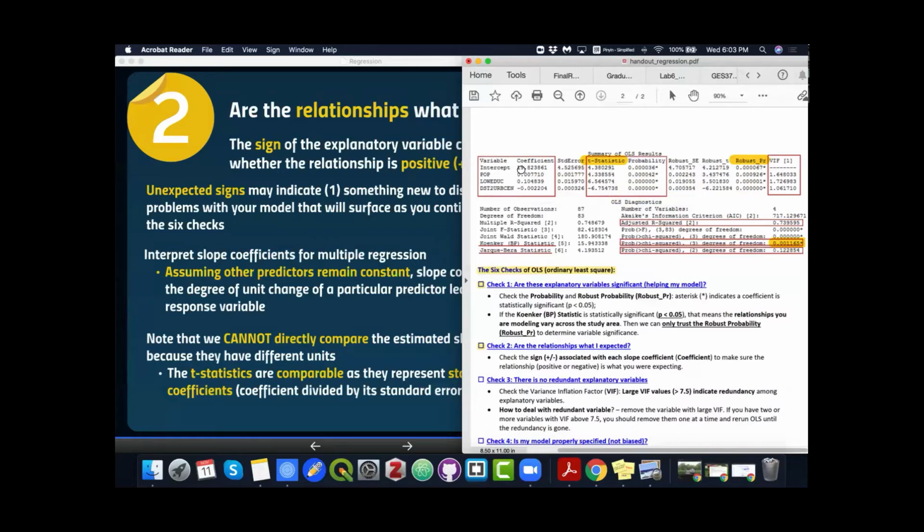So basically, if you're trying to compare between population and low education and distance to urban center, you should be looking at these three different numbers.